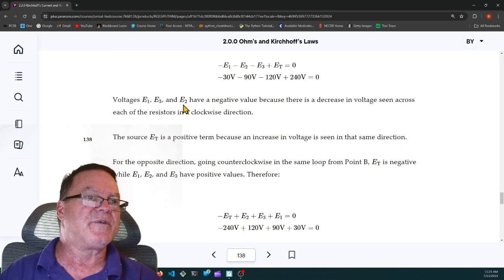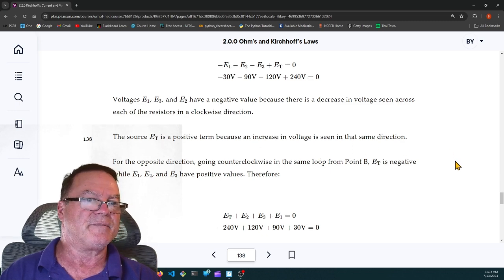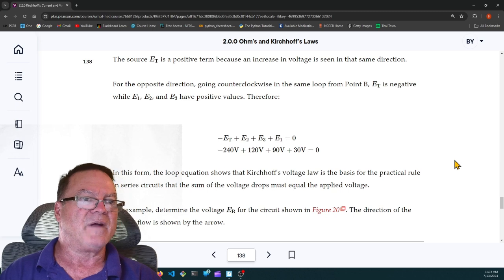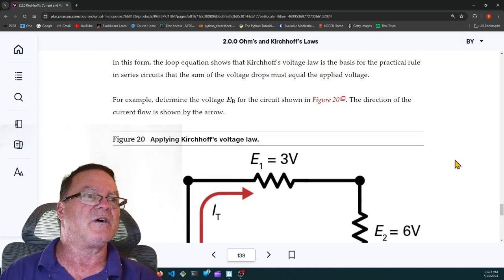Voltages E1, E3, and E2 have a negative value because there is a decrease in voltage seen across each of the resistors in a clockwise direction. The source ET is a positive term because an increase in voltage is seen in that same direction. I'm not going to worry about the counterclockwise. Applying Kirchhoff's voltage law.